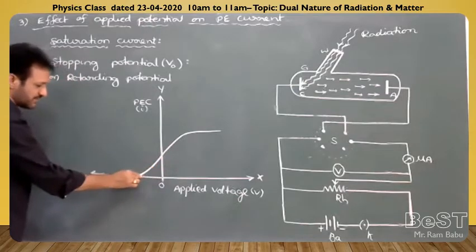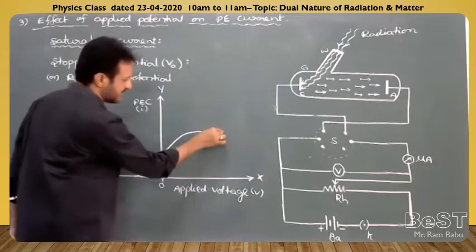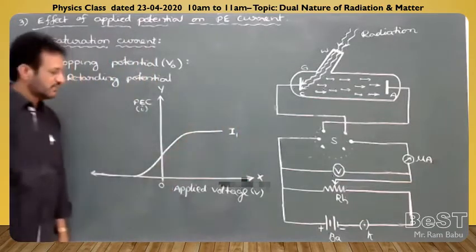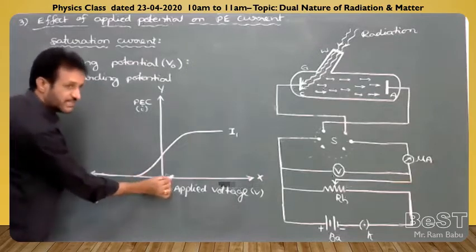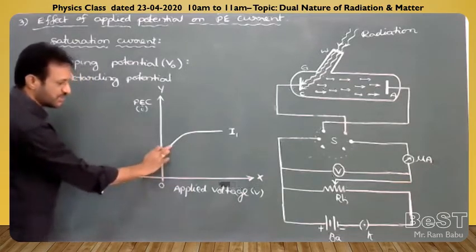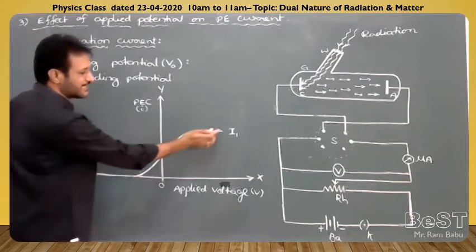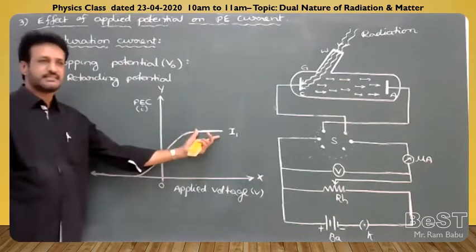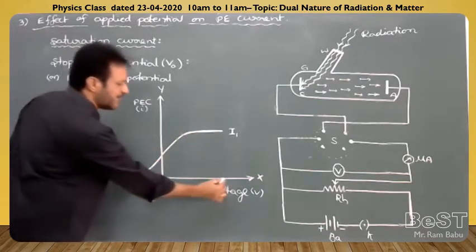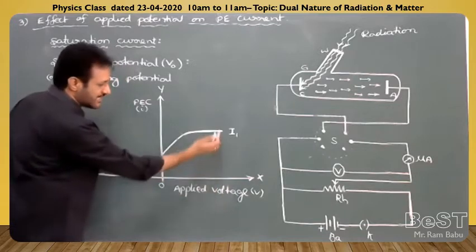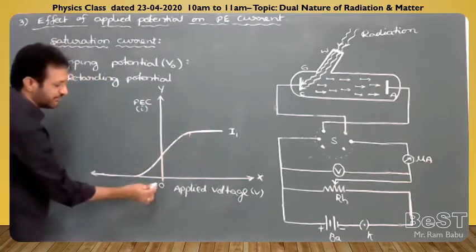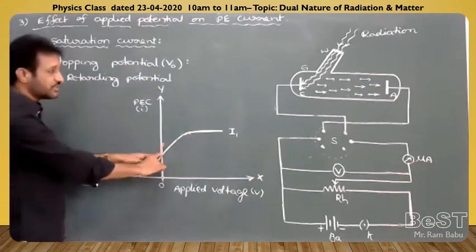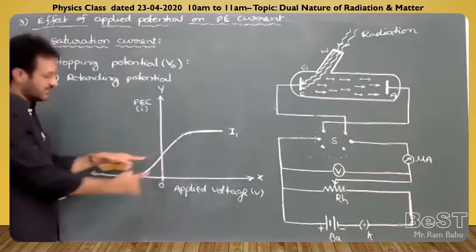So observe the nature of the graph. The intensity of the light I am taking is I1. Whenever the applied voltage gradually increases, the photo current also gradually increases and becomes a maximum, which is called saturation current. When the applied voltage gradually decreases, the current also gradually decreases. When the applied voltage is equal to 0, the current is not 0, and some of the electrons are still reaching the anode from the cathode. That's why there is some current.